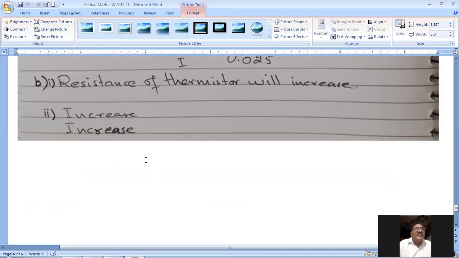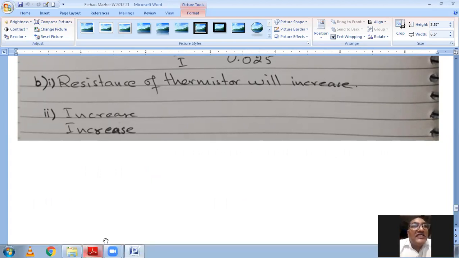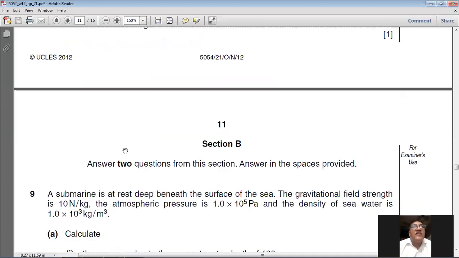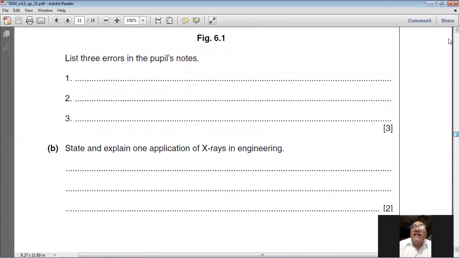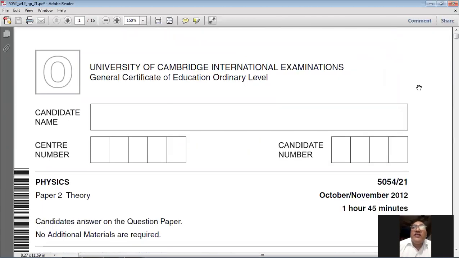I've written this answer also. Resistance of the thermistor will decrease. And the second part, ammeter reading will increase. And the voltmeter was across the fixed resistor, that reading will increase. So my dear students, by this question, we have reached the end of section A of this paper. Section B of this paper, we will attempt in another video.